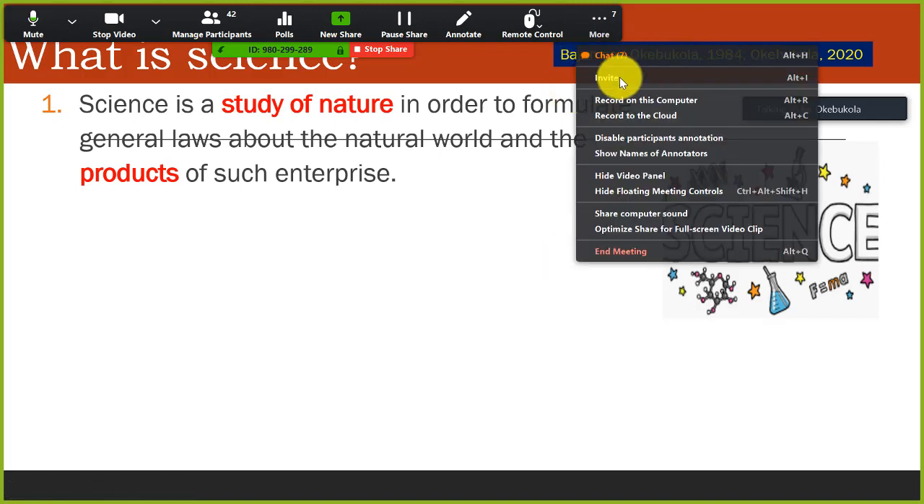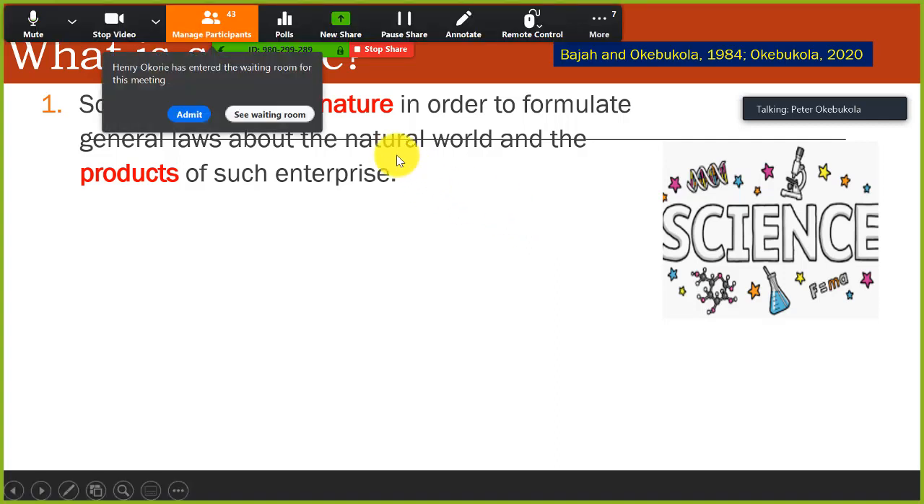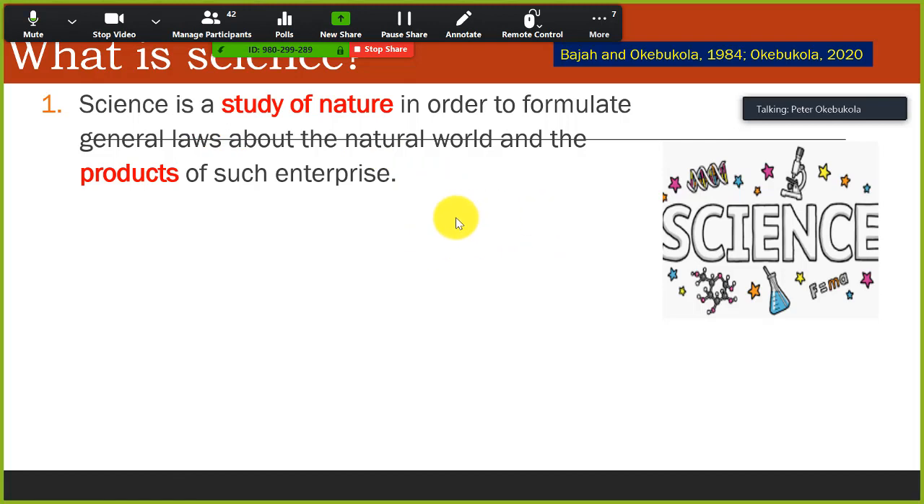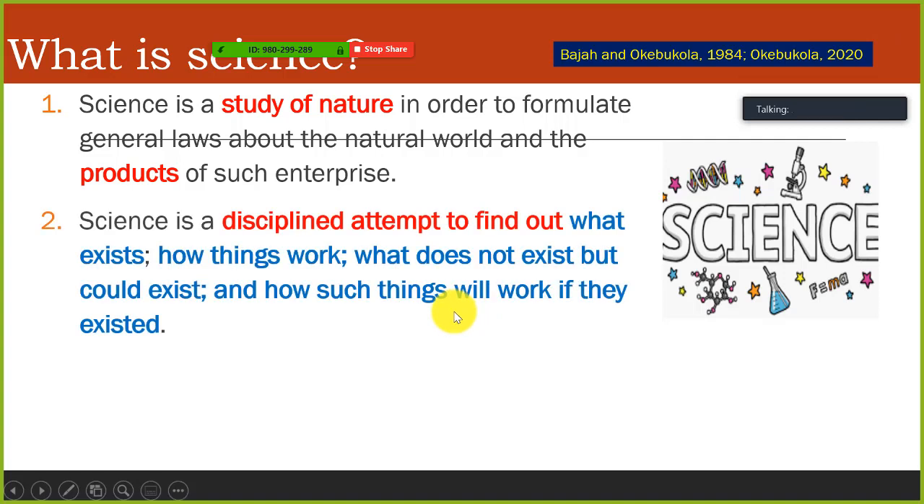In 1984, Professor Badger and I conducted, under the auspices of the Science Teachers Association of Nigeria, a nationwide study, which came out as STAN position paper number one. The title of that position paper is What is Science? We documented views of top-rate scientists, science teachers, students, and others from all over Nigeria. There is a recent book where I provided some definition of science. So I'm sharing with you from the two sources.